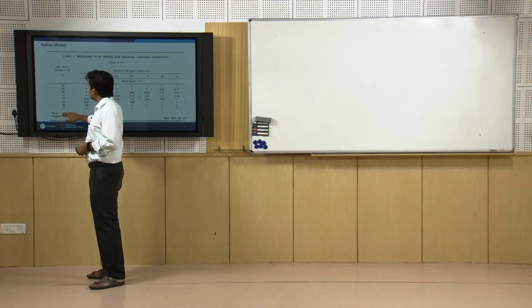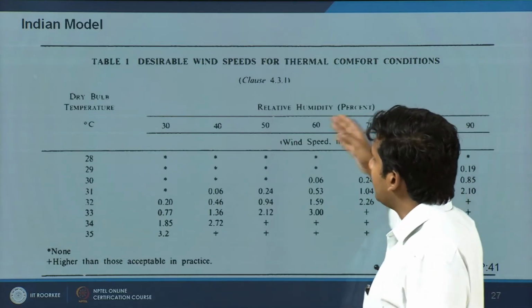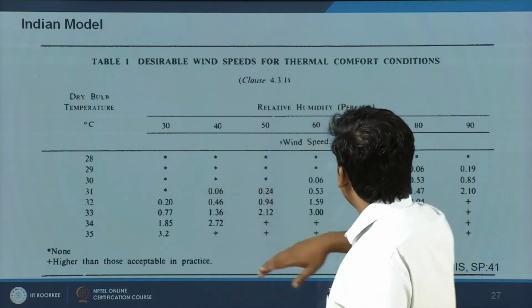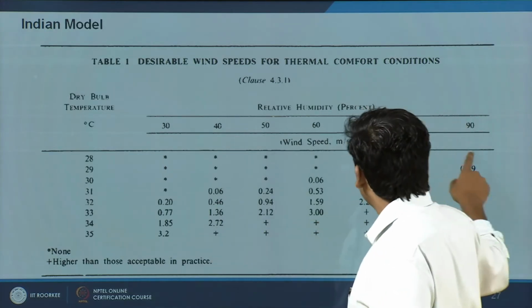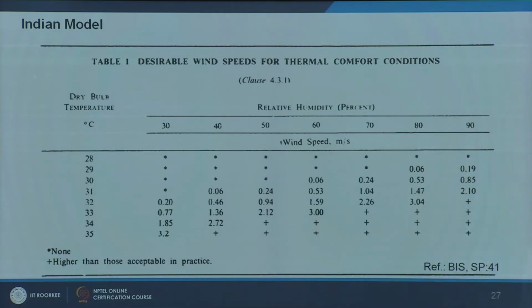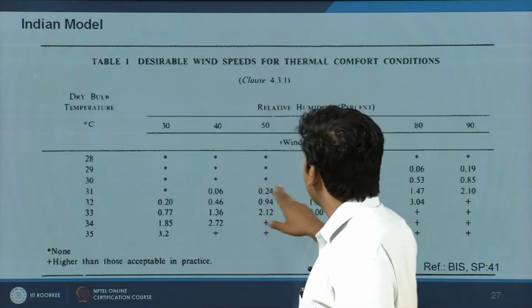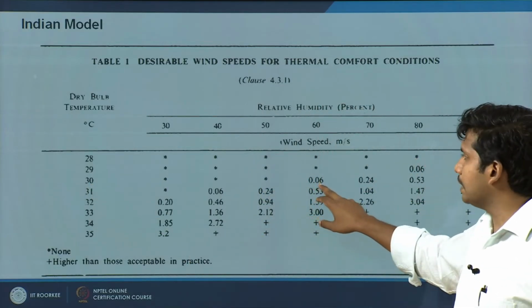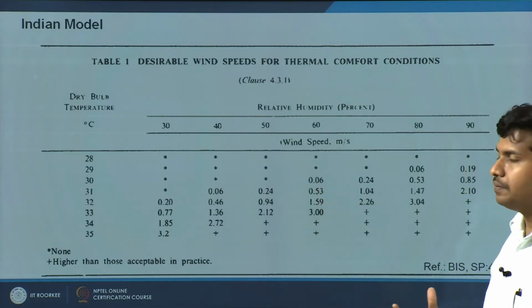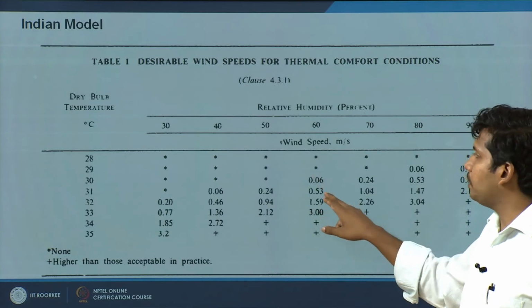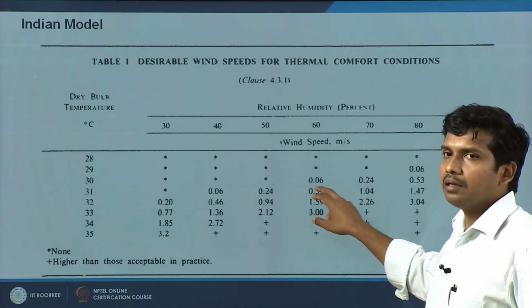First let us take a look at this first table. Here you have dry bulb temperatures from 28 to 35 degrees. Along the row you have relative humidity from 30% going all the way up to 90%. And what do these numbers represent? They represent the required air velocities. Say your air temperature is 30 degrees and relative humidity is around 60%. It says 0.06, which means you may not need much air movement to be comfortable. Even at 30 degrees and 60% relative humidity, with still air you can be comfortable.